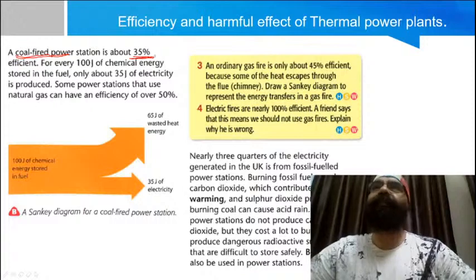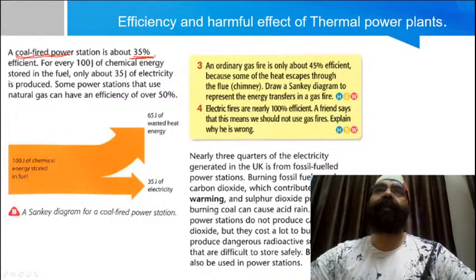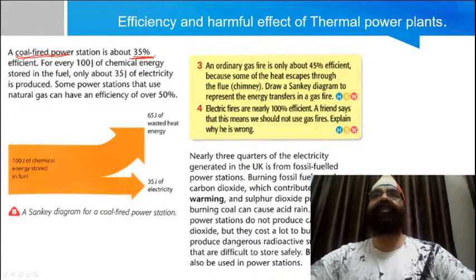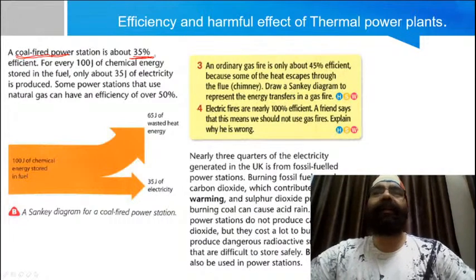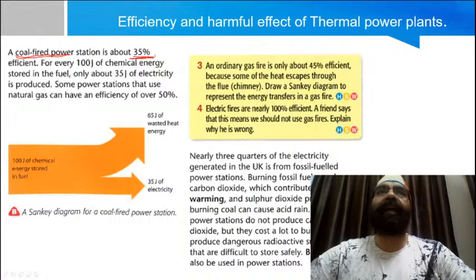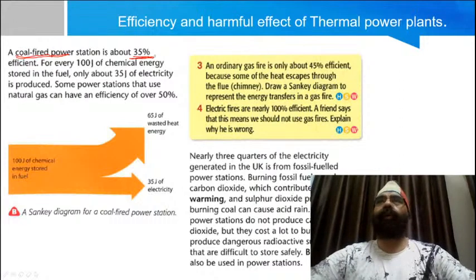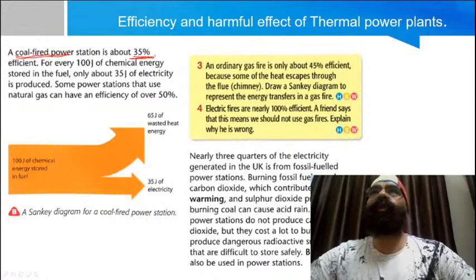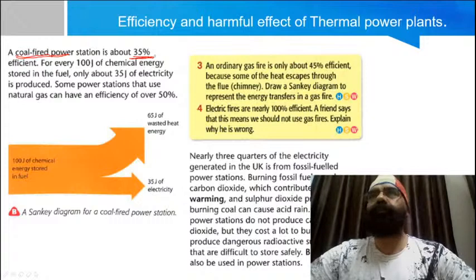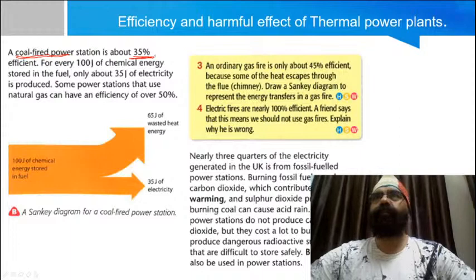Nice. And 65% is the correct answer. Very nice. If it is only 35% efficient, which means that 65% of the energy which was stored in the coal is wasted. Now, you have also understood coal contains which energy? Coal contains which form of energy? Coal is a fossil fuel. Which form of energy is there in coal?